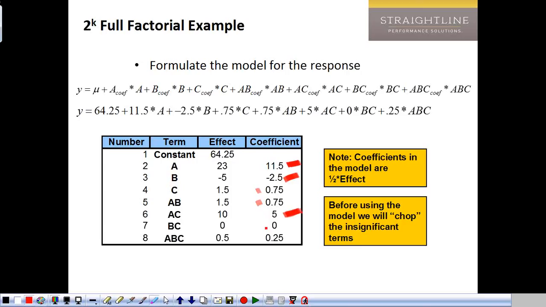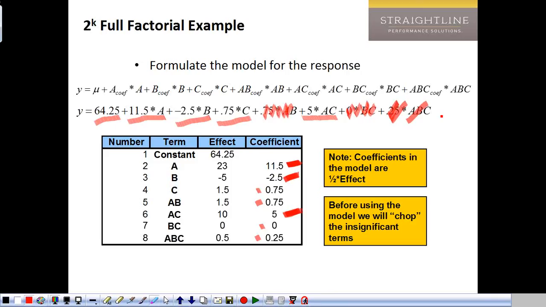So let's see, ABC would go out, BC is going to go out, okay, oops, did I mark out AC? AC is going to be kept, darn it, screwed up, sorry about that, folks. BC is going to go out. AC looks like it's going to stay in. AB looks pretty small. C looks pretty small. Yeah. We're going to have to keep that because we've got AC, you see. B looks pretty big, and A looks pretty big, and of course we keep the constant.